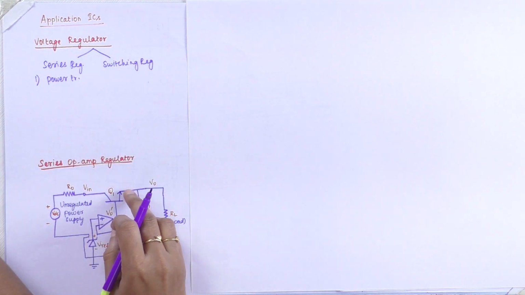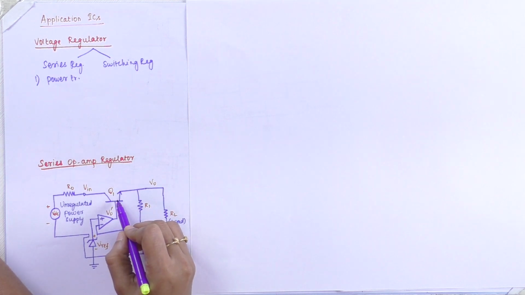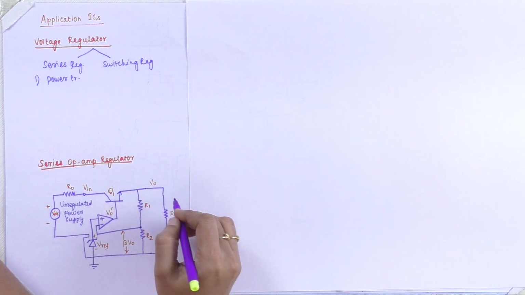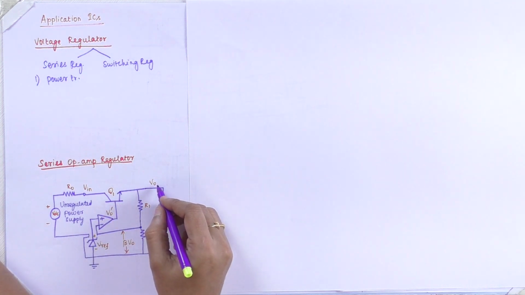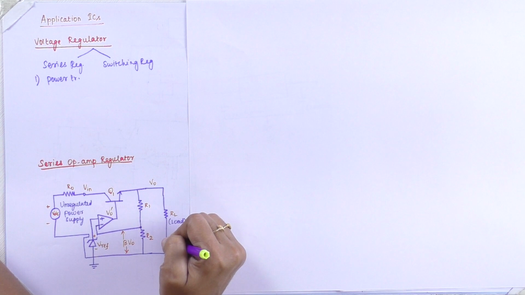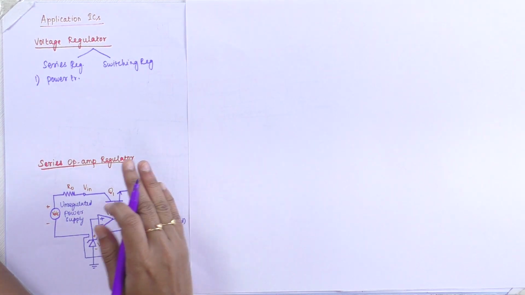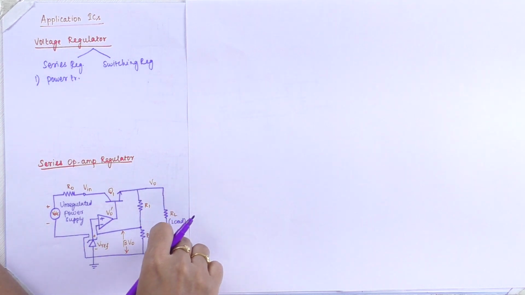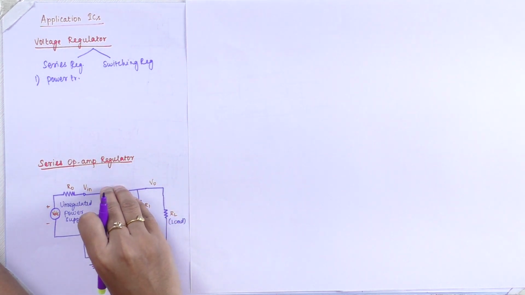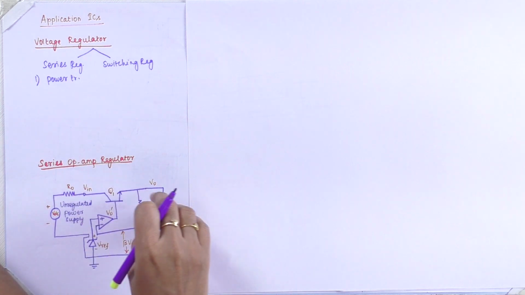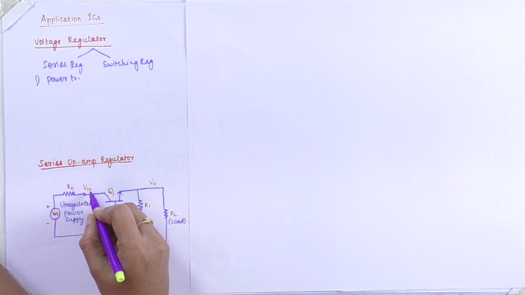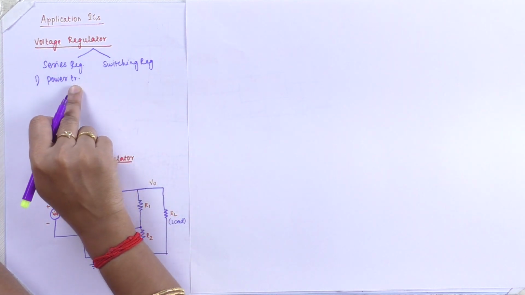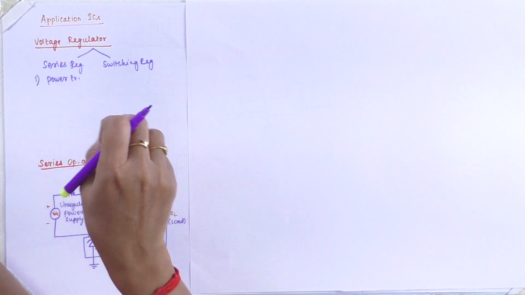This power transistor is connected in series between your unregulated power supply V in and the regulated power supply V naught, with V naught as the regulated output. Once after doing this process, we will be getting a regulated DC output that is connected to the load. So it is placed in between your V in and the V naught voltage, connected in series between those two.